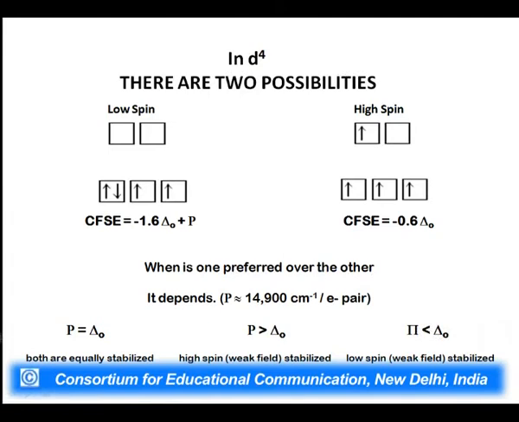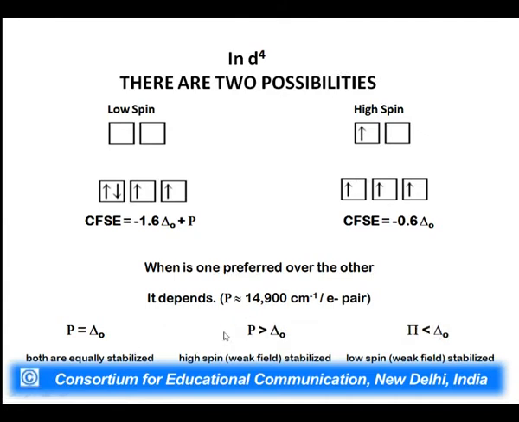As I told you, one is going to be preferred over the other. It depends upon the pairing energy. Normally, it has been seen that the pairing energy of an electron in the d orbital, in terms of centimeter inverse per electron, is 14,900 centimeter inverse. So, if the pairing energy is equal to del O, both are equally stabilized, and other factors can therefore control whether the complex would be high spin or low spin.